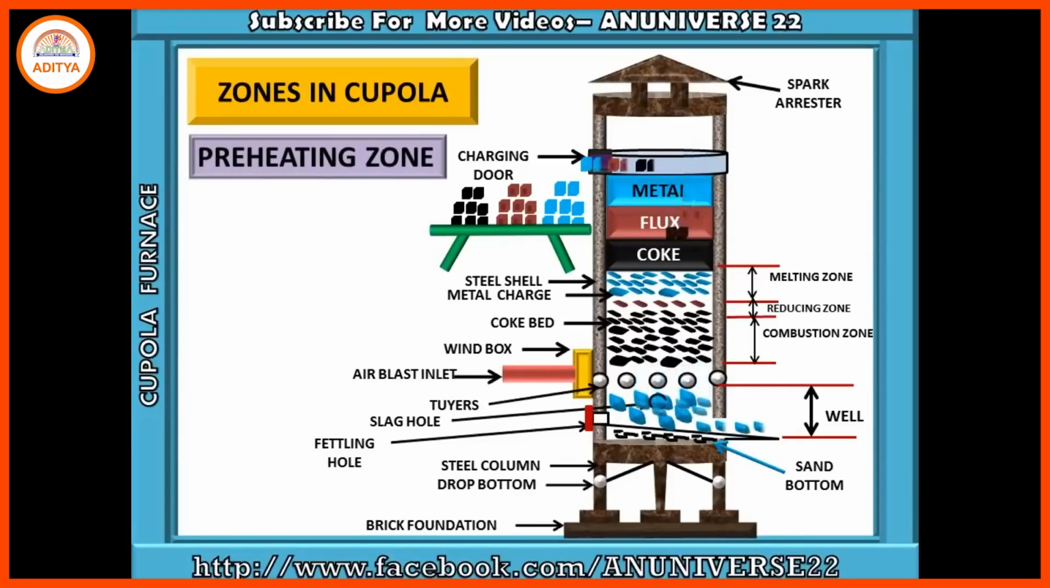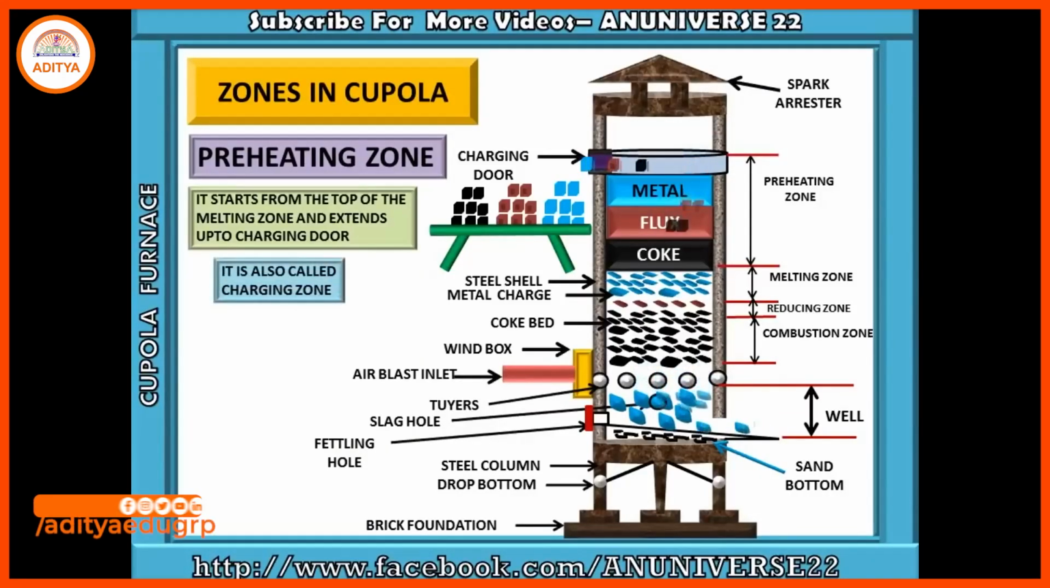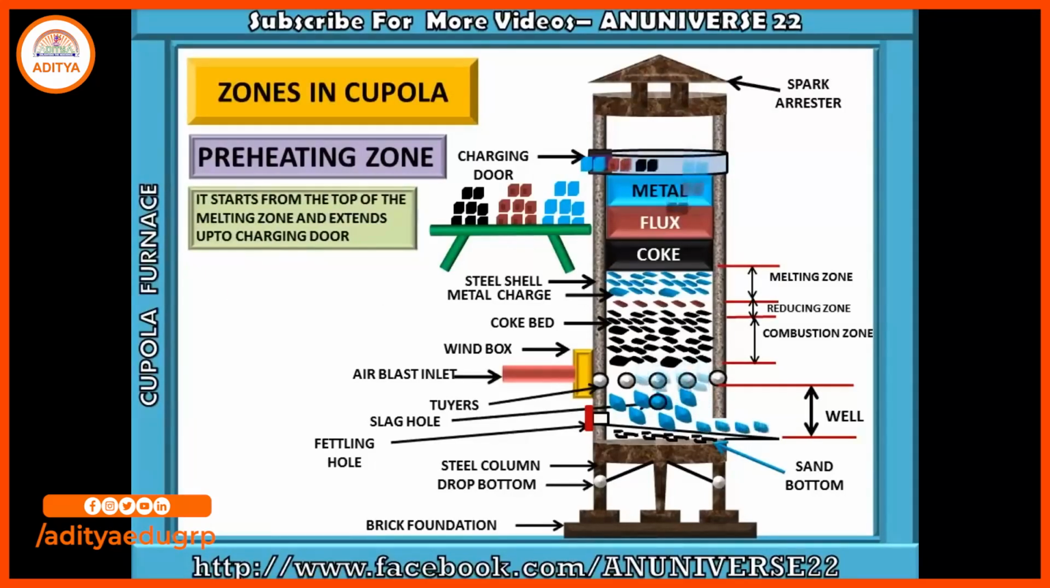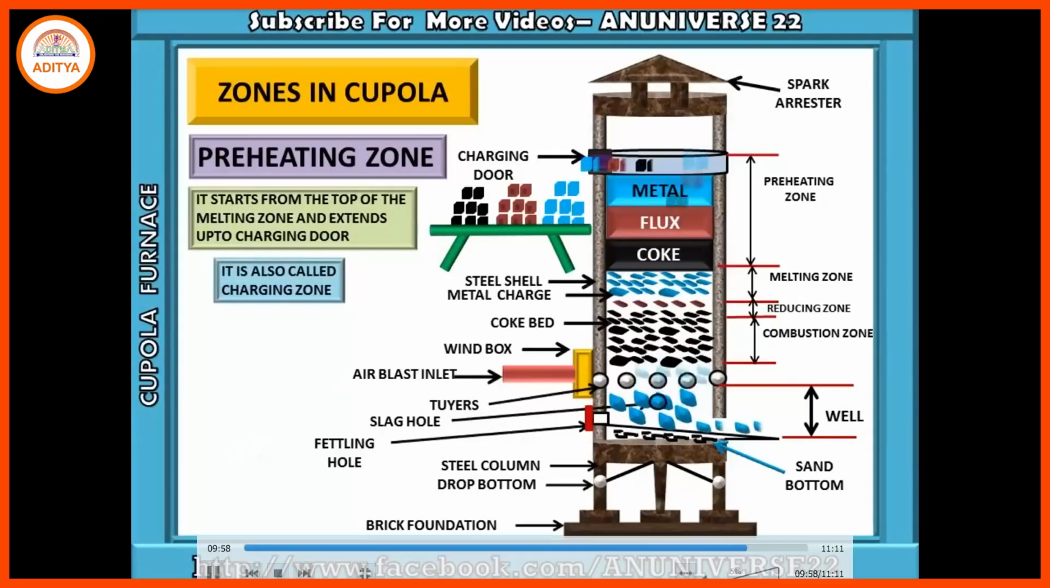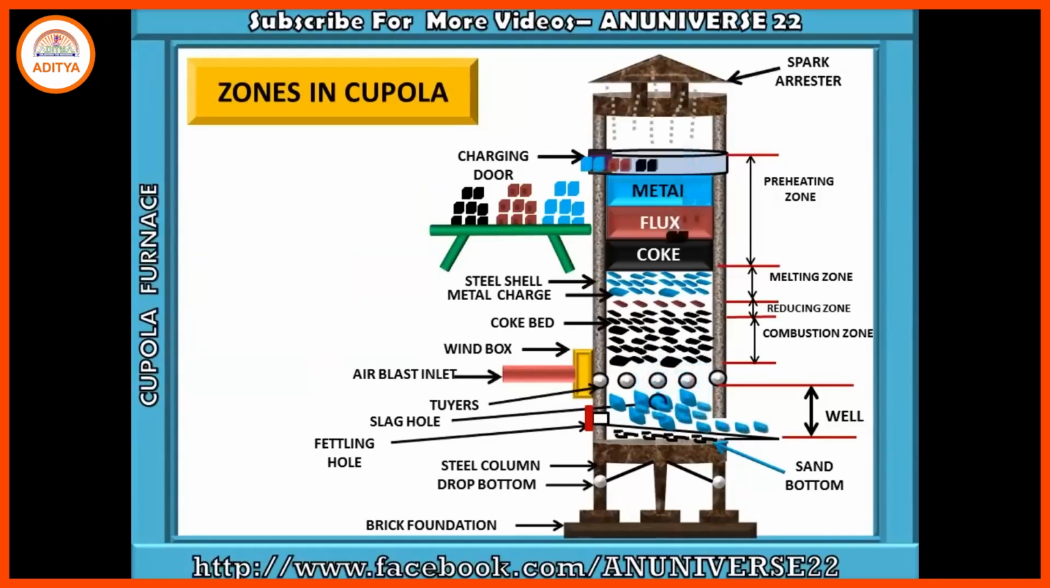Then the preheating zone. It starts from the top of the melting zone and extends up to the charging door. That is the preheating zone. It is also called the charging zone. Charging materials are generally fed into this zone and get preheated.